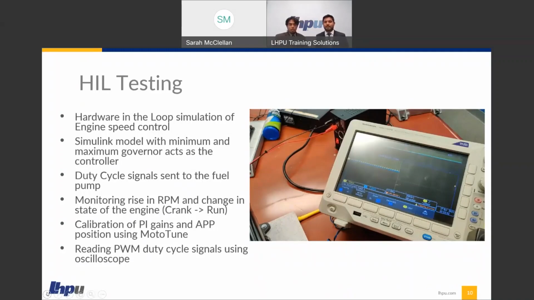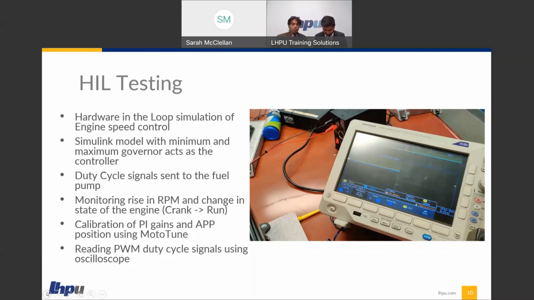So this shows us that the fuel pump is communicating with our model and that our minimum governor is actually working. Another aspect of hardware-in-the-loop testing was to check whether our minimum and maximum governor are properly working. For example, we had to see whether our car is reaching the crank states, which we had determined in our minimum and maximum governor models. We had to see if our car reaches run state.